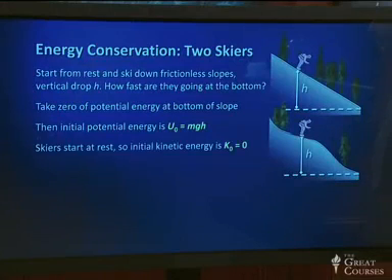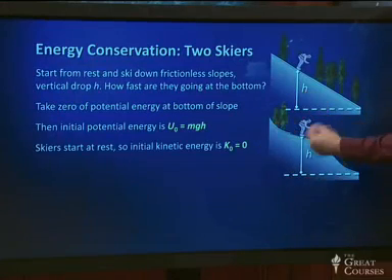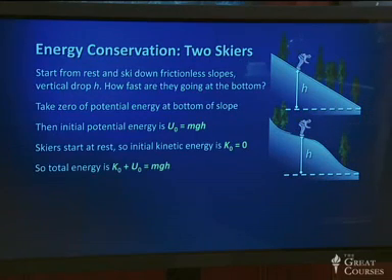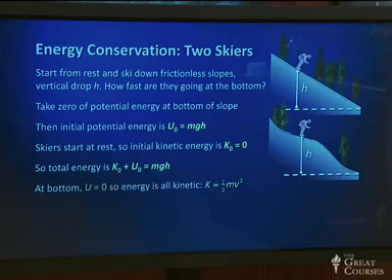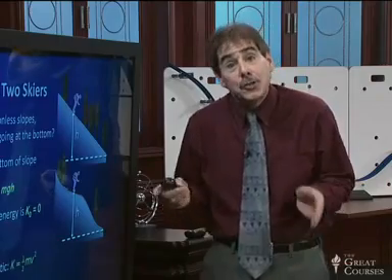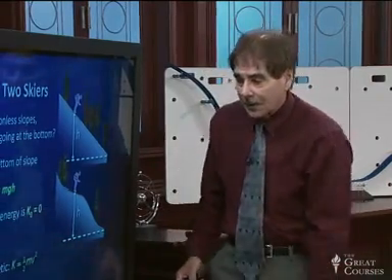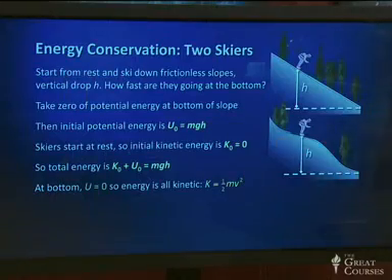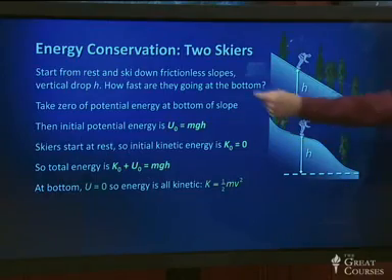The skiers start at rest, so their initial kinetic energies are K naught equals 0. So we know their total energy. Their total energy is K naught plus U naught. K naught was 0, U naught was mgh, so that's just mgh. At the bottom, U is 0. So at the bottom, if they have any energy, and they do because energy is conserved, their energy is all kinetic. It's a half mv squared. And what we're after is v. We want to know how fast they're going at the bottom.